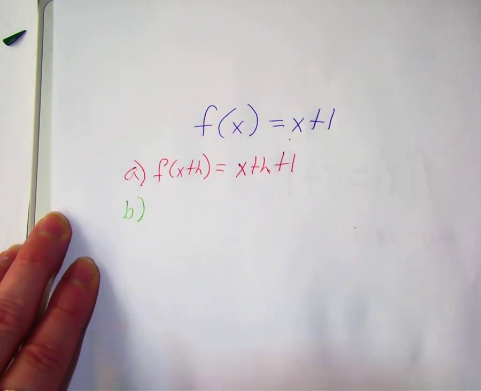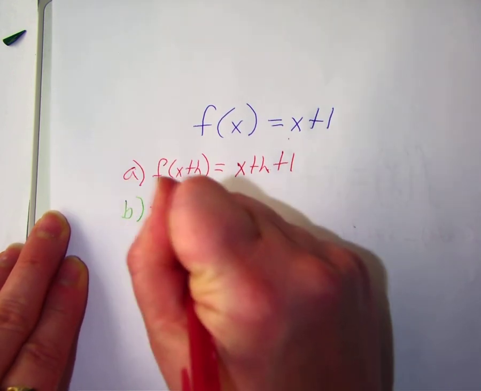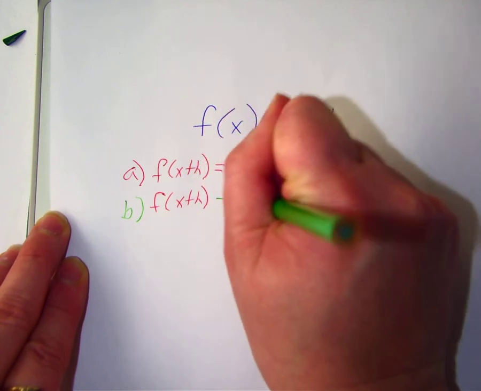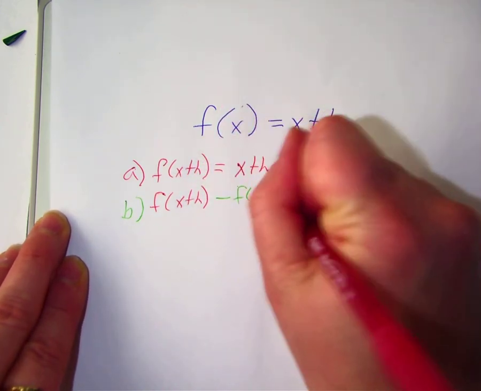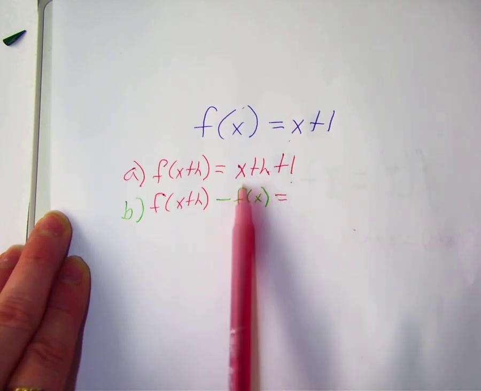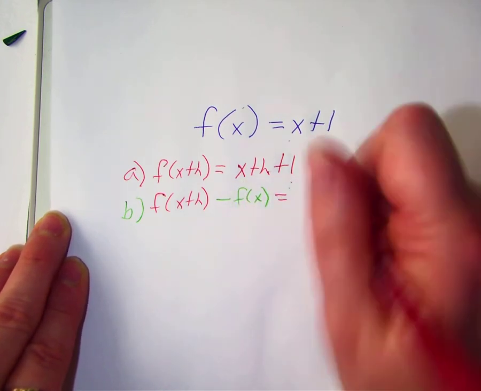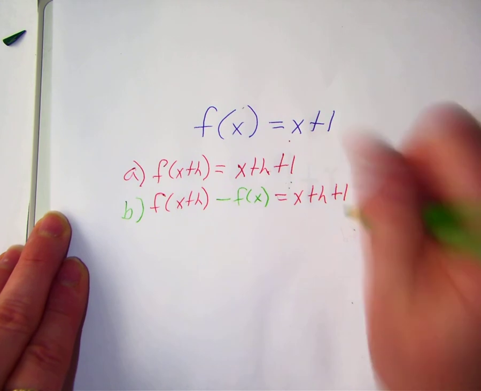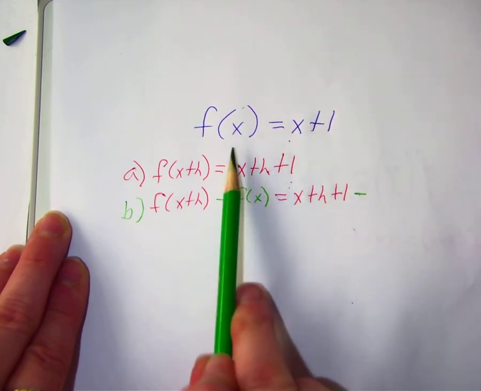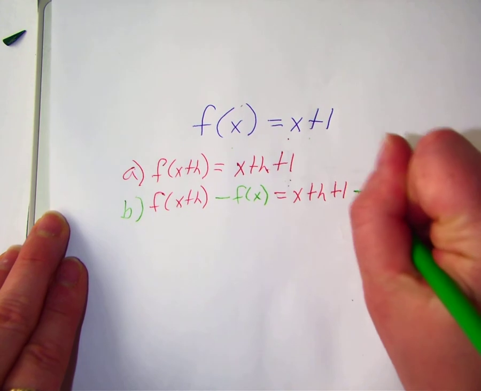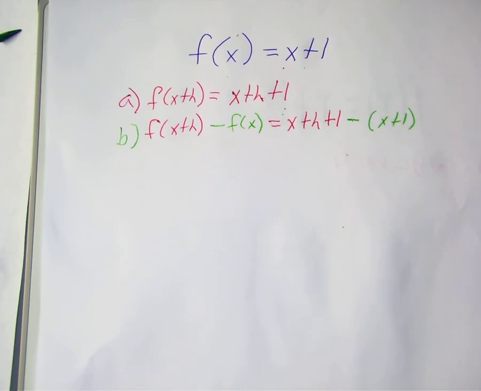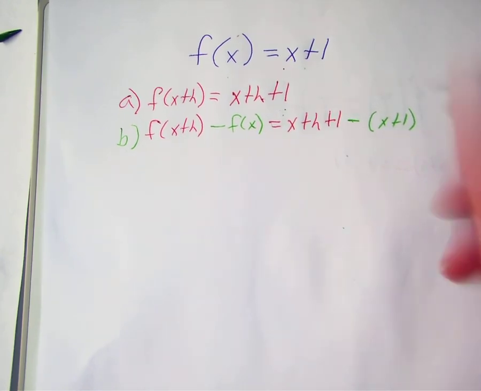Step B is to subtract f of x from f of x plus h. So here's how I write that. f of x plus h, subtract f of x. Okay. And I already know what f of x plus h is. I found it in step A. So for f of x plus h, I'm bringing down what I found in step 1, or step A. And now I'm going to subtract f of x. Well, f of x is equal to x plus 1. I'm going to include that in parentheses because I'm going to have to remember to distribute that subtraction across both terms of that polynomial. And that's what I'm going to do in the next step.